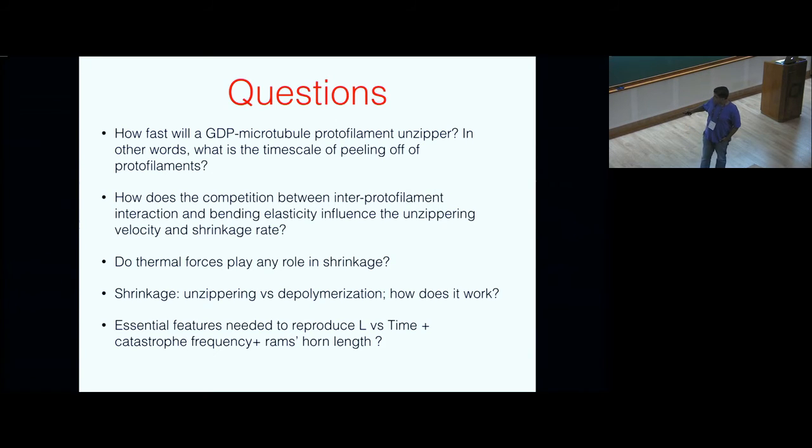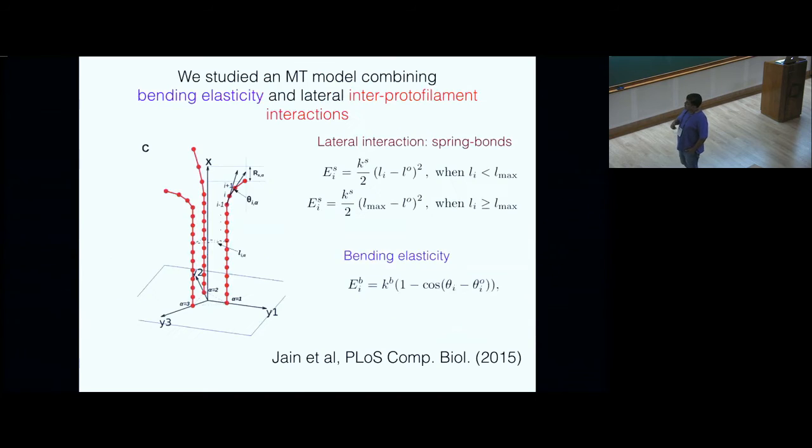And what are the essential features needed to reproduce this L versus time curve? You have the length versus time curve that you would typically see in experiments. So what are the essential features needed to reproduce this, plus the catastrophe frequency, plus the ram's horn length, all together? Comprehensively, if you want to explain various things seen in experiments, what are the things needed to be put into a model? This is the question that a physicist is interested in thinking about.